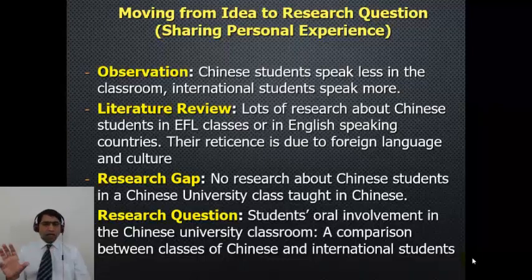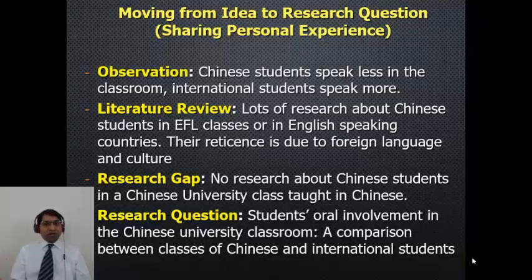So, basically what I did, I carried out observation, me and my research fellow, both of us, we carried out observations in two different classes, both in a Chinese university. Both classes were taught by the same Chinese teacher. One class consisted of the Chinese students and they were taught in Chinese language. The other class was composed entirely of international students and it was taught in English. We conducted observation, we compared the two in order to reduce that research gap.